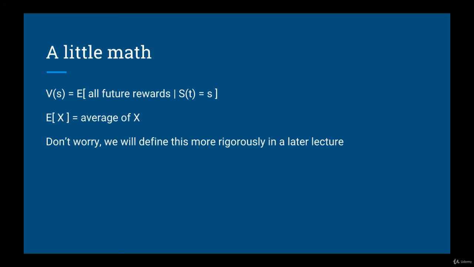Okay, so let's get to the math. The value function, as we talked about, takes in one argument, the state. So we denote it as V of S. It's the expected value of all future rewards given that the current state is S, or in other words, the average value of all possible future rewards given that the current state is S. Pretty simple. We'll define the concept of value more rigorously in a later lecture.